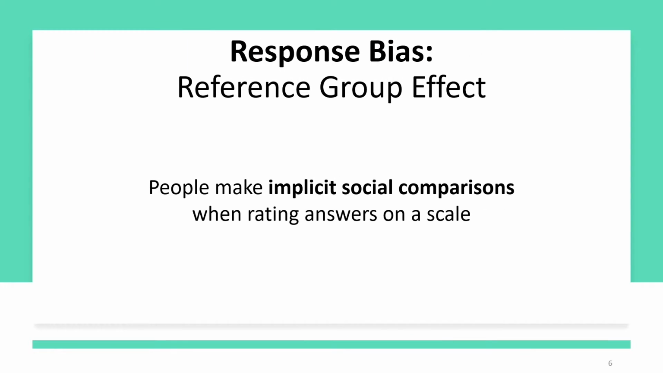Another bias you might encounter when doing research is what's known as the reference group effect. Now, this effect is basically when people make implicit social comparisons when they're trying to rank something on a scale. So implicit meaning, it's not something they directly think about, it's not something they do on purpose, but it's something that just kind of happens when you think about a question.